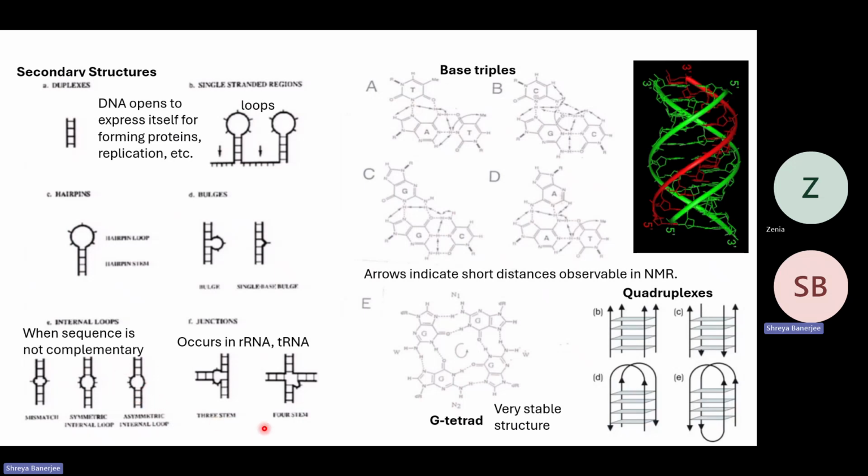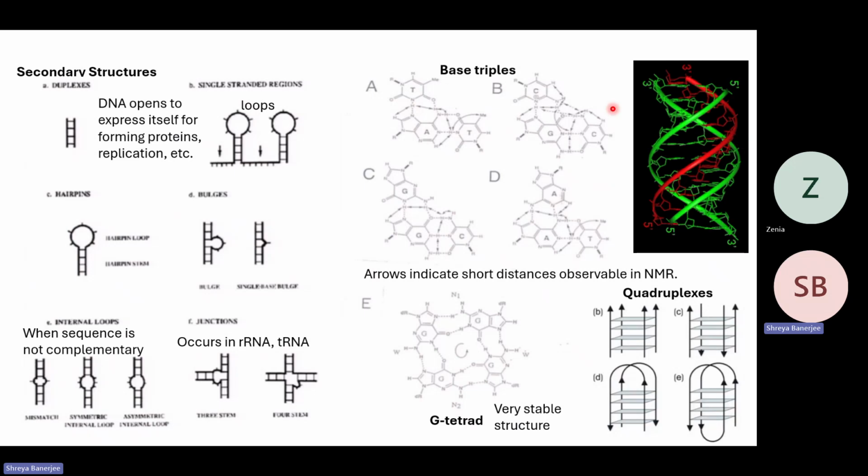And another more complex structures are where there are three stems. So this is a double-stranded DNA, this is a double-stranded DNA, this is a double-stranded DNA. They are connected by this kind of internal loop structure. So this is called three-stem because there are three regions of double-stranded DNA. Or it can be four-stem. So there are four regions of double-stranded DNA, and they can be connected by this kind of bulge or internal loops. So these are all secondary structures.